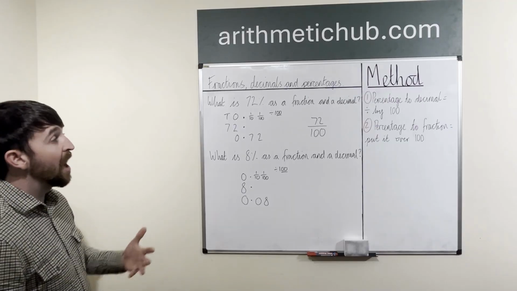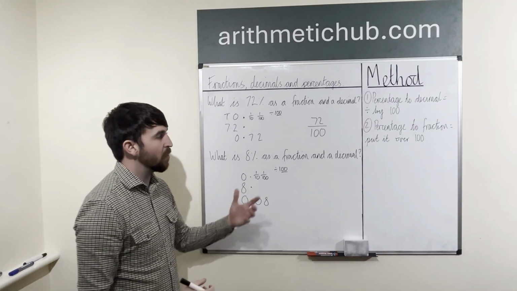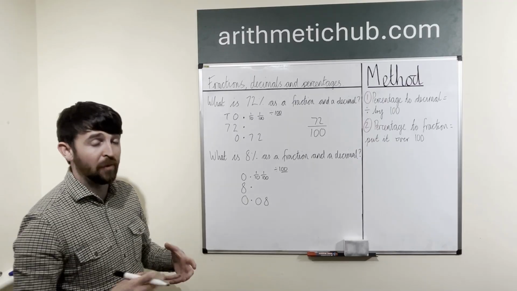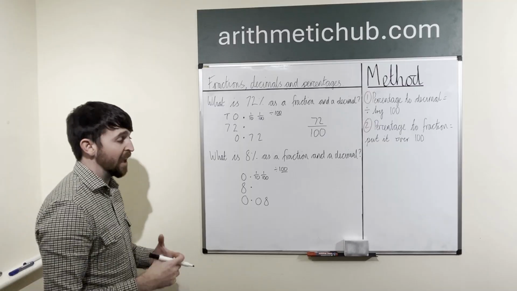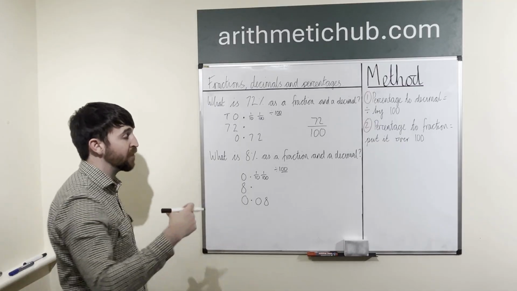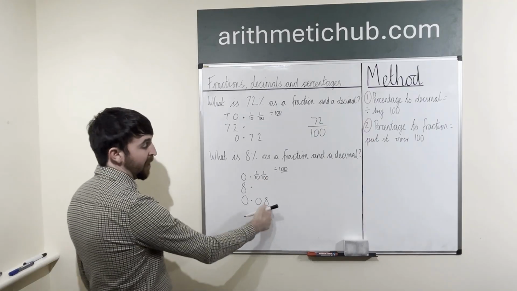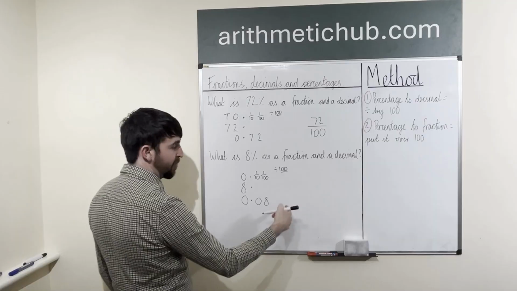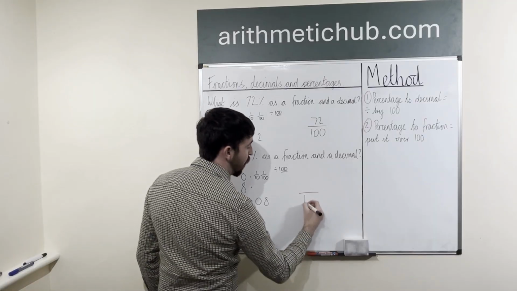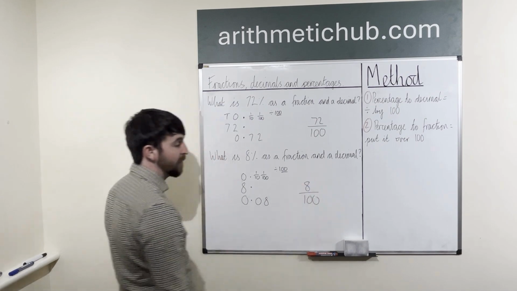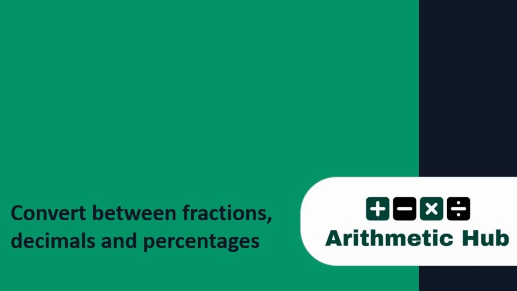As a fraction, again, really nice and straightforward, these ones. Percentage to fraction, we know that 1% is 1/100th, is 1 part of 100. 8% would be 8 hundredths, 8 parts of 100. We can see here we've got 8 hundredths so far. So we put it over 100, and then 8% is just 8 over 100 like that.